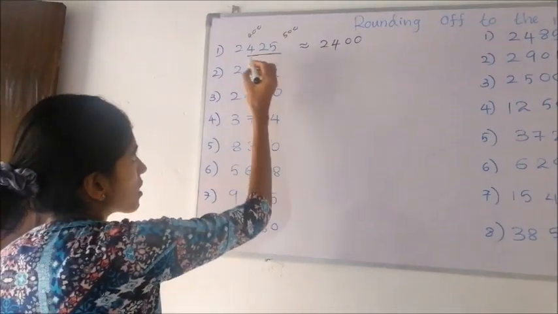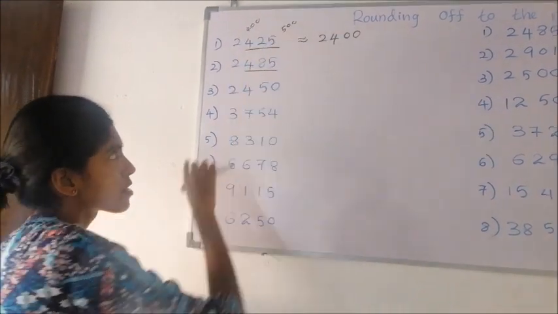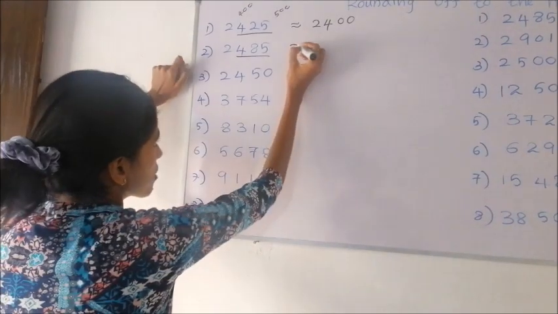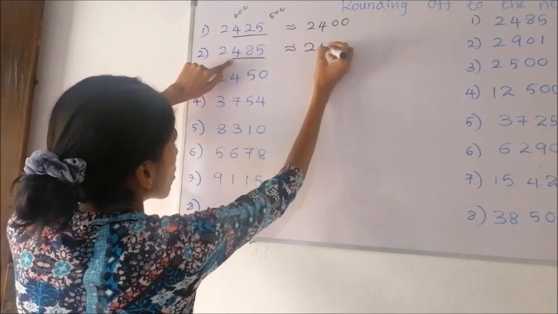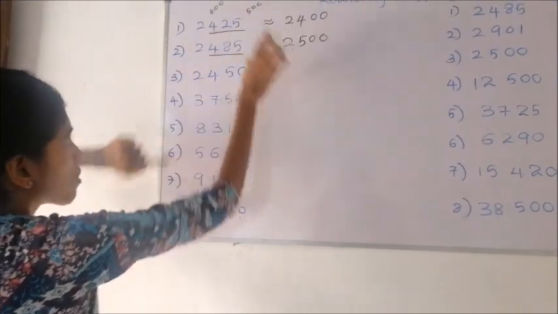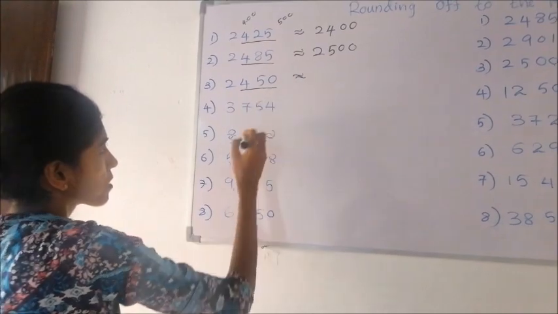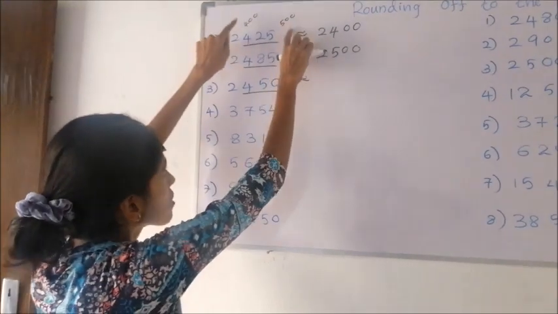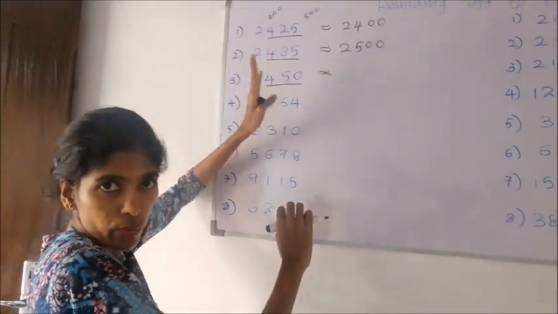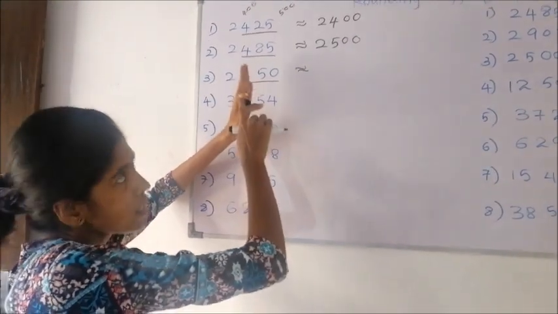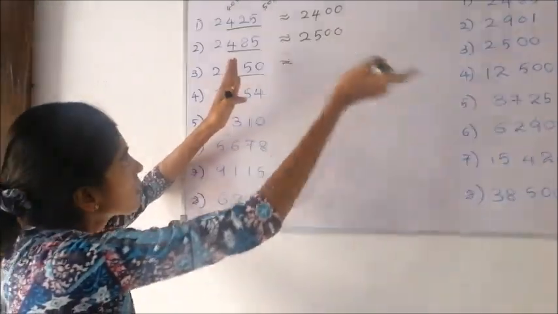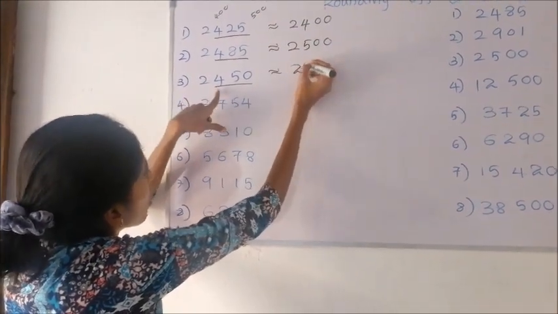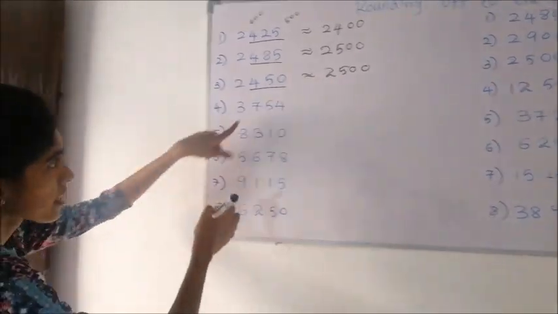Next one. Of course, in the same way, in between 400 and 500 only 485 is there, but it is very close to 500. So I am writing 2500, right? The new number should be 500. Next, 2450. Of course, 450 is also in between these two, but it is the correct middle number, no? So if it is the middle number, it should go to the next bigger multiple of 100 there. So it should be 2500.